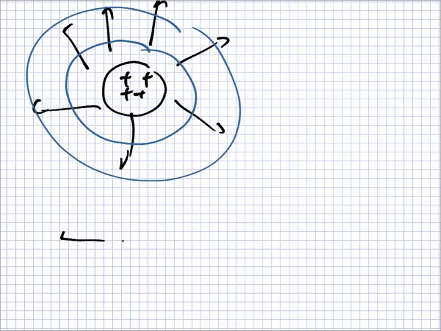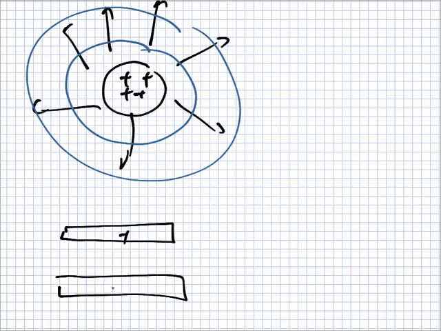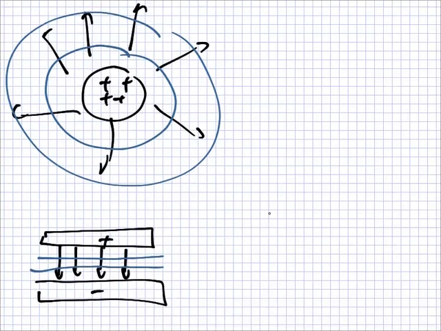So what do you think about the plates, where you have a positive and a negative plate and you have a field going like this? What do you think the equipotential lines look like here? I think they should just be horizontal lines. But the last one, oh, I hate this one.